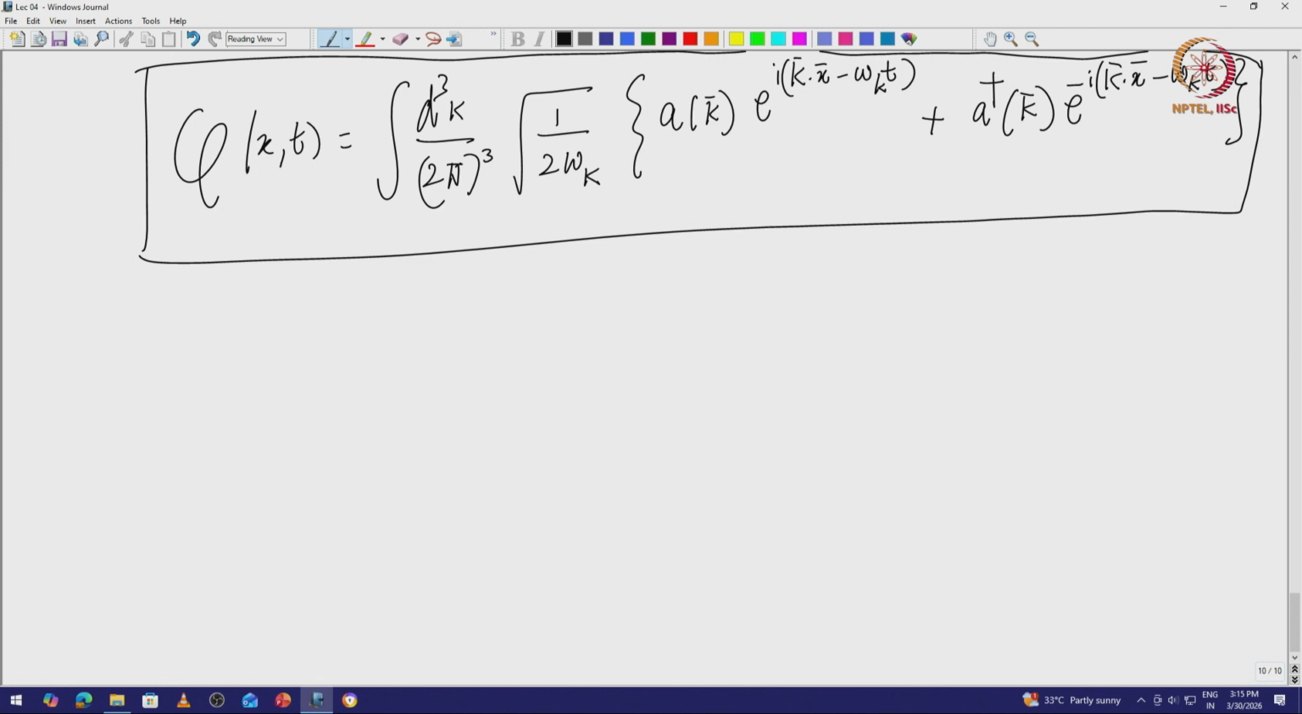So how many momentum modes do you have? Infinite momentum modes. So you have infinite harmonic oscillators, and each of these harmonic oscillators has its own spectrum, essentially.